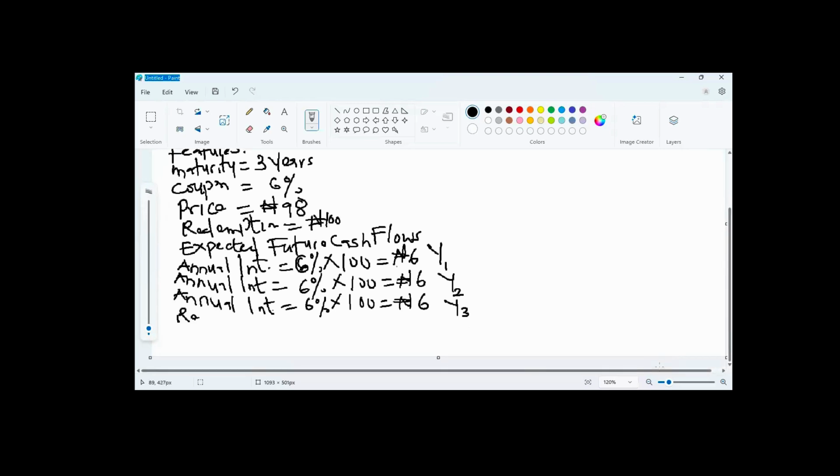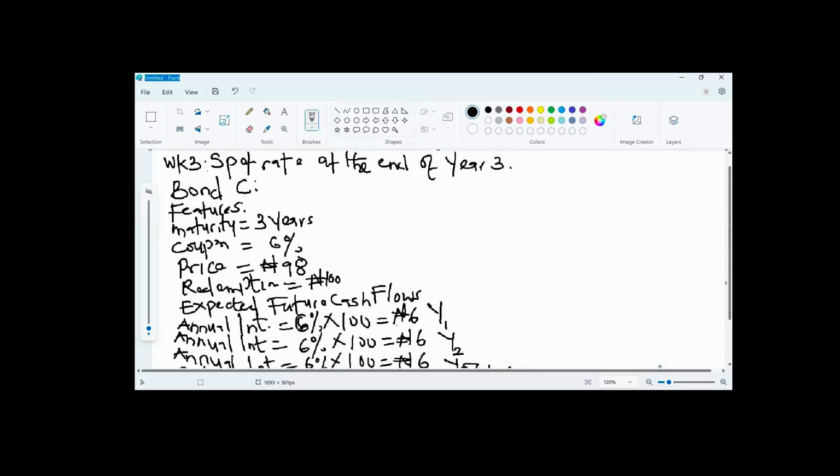Redemption value is equal to 100. So in year 3, we have two cash flows. That becomes 106. You now form your equation for 3 years. Look at the equation pattern. I'm using R.